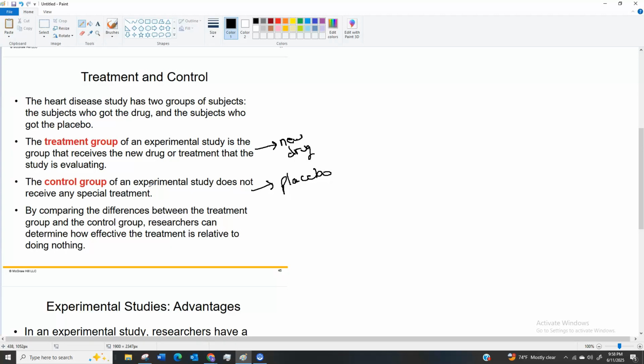Sometimes it might be a new drug and an old drug. In this case, it was a new drug and a placebo. But the control group is supposed to be the group that doesn't get any sort of treatment. We use the term treatment, but treatment's not always a medication. It could be something else. It could be any number of things, but it doesn't have to be related to medication.